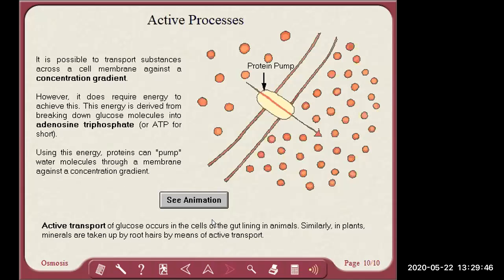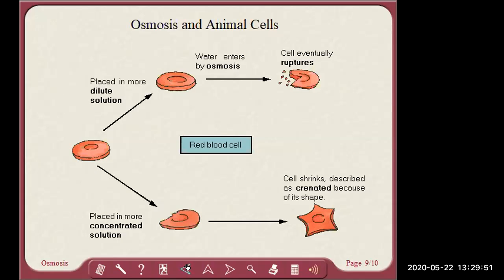Active processes. Okay. It is possible to track. Now, so this is where we're going to stop today. We're not going to move to the active one today. So we look at passive, which is just diffusion, in which the substance, not water necessarily, moves from a high concentration to a low concentration. Osmosis is the movement of water. So when we talk about osmosis, students, remember, we're talking about water. So just keep that in mind.